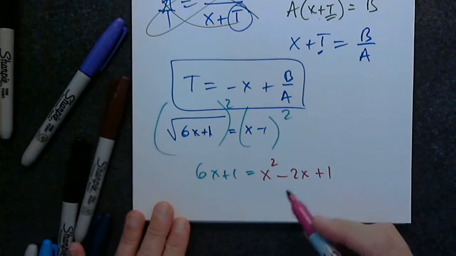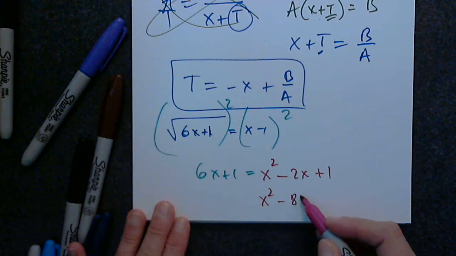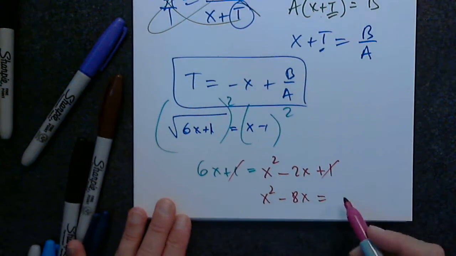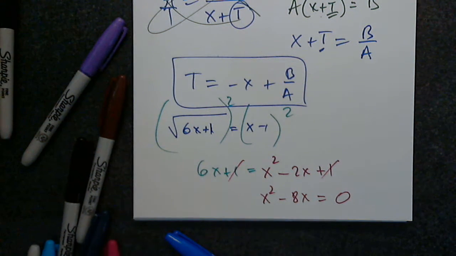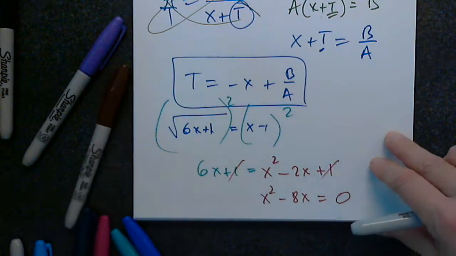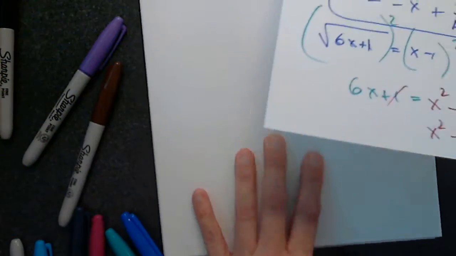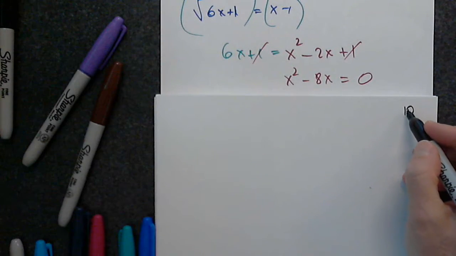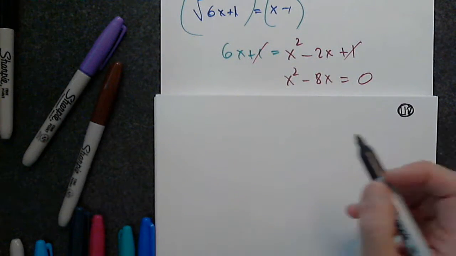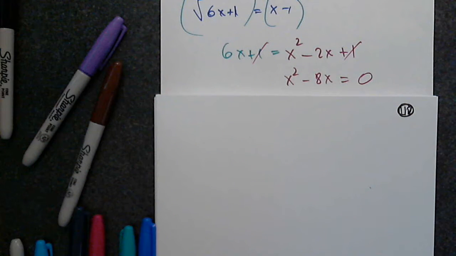Okay, so then we have x squared minus 8x. Luckily, 1 goes away. The nicest possible quadratic equation because there is no free term. There is no term without the variable. Okay, so what do I do with that? How do I get the solutions?